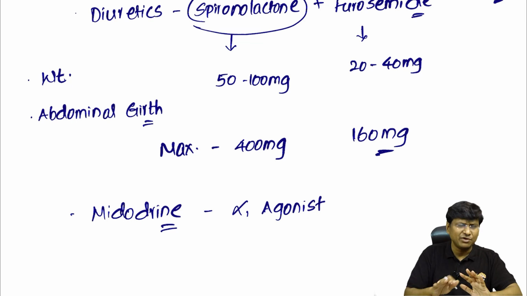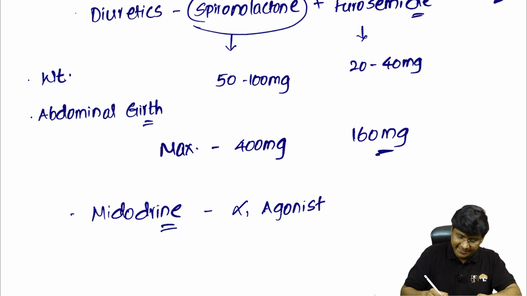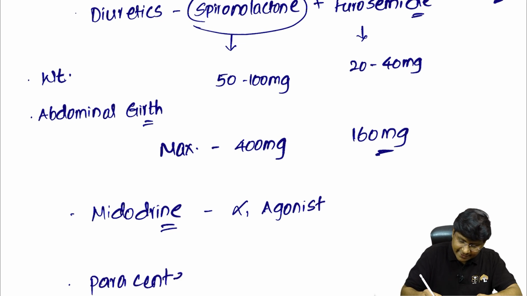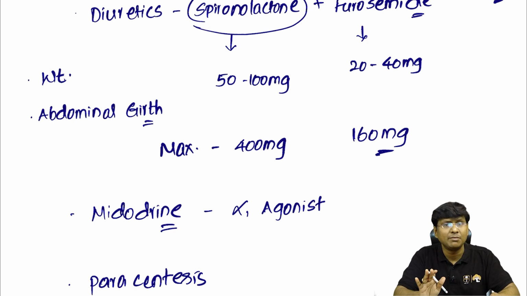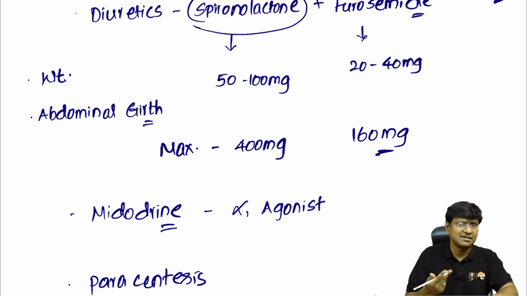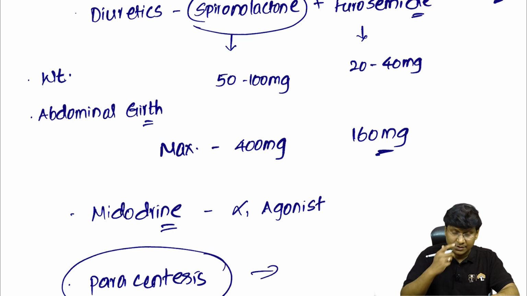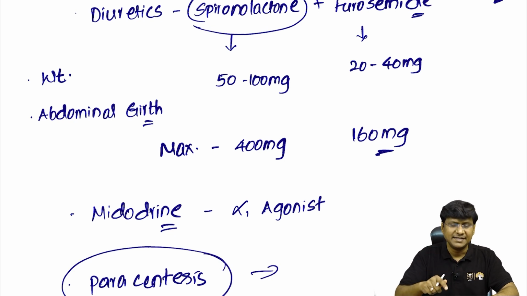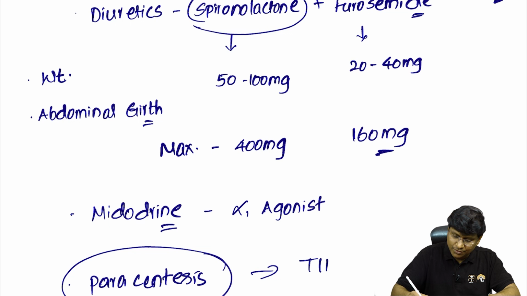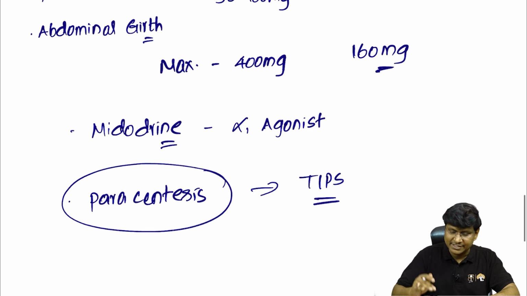And in spite of maximum doses of all these drugs, if the ascites is still there, then abdominal paracentesis should be done, right? That is large volume paracentesis. Now, if there is recurrent, repeated development of ascites in spite of doing this paracentesis, then you need to do one important procedure that is called TIPS.